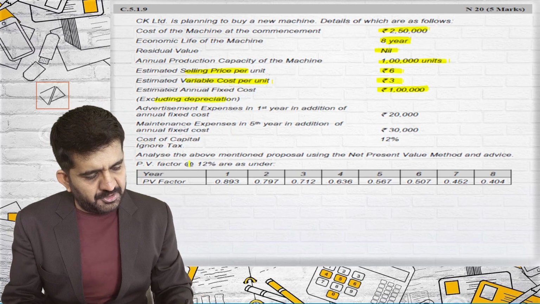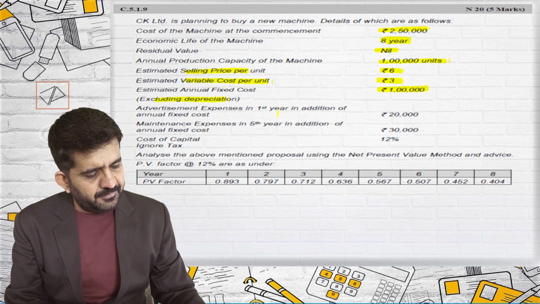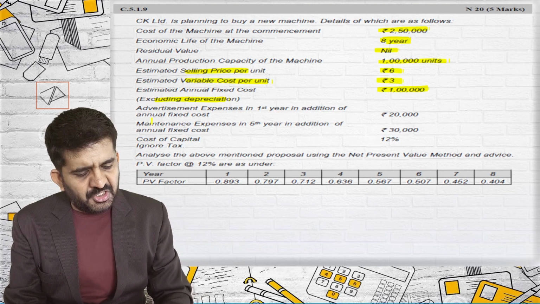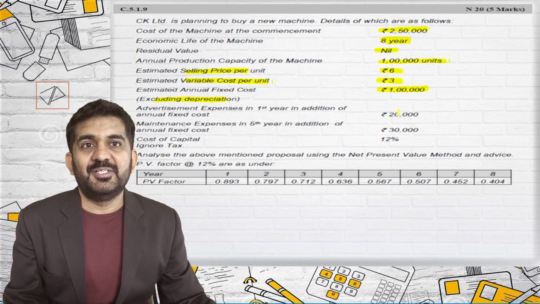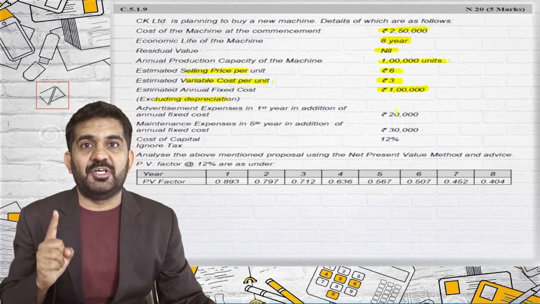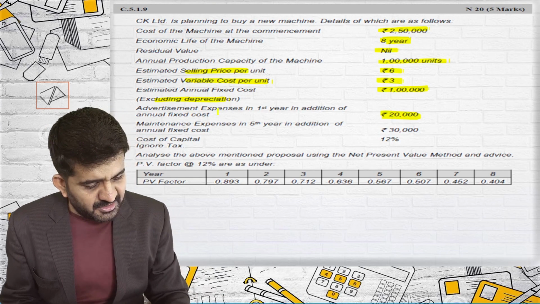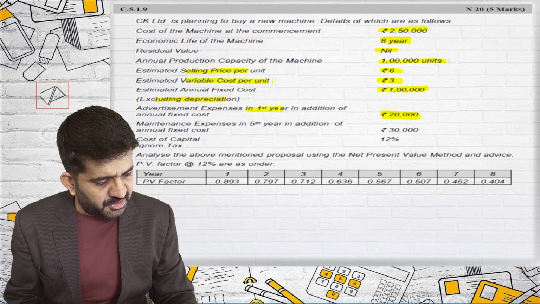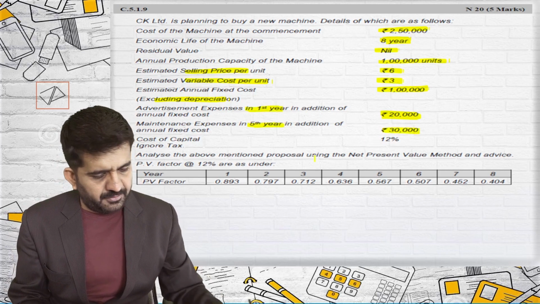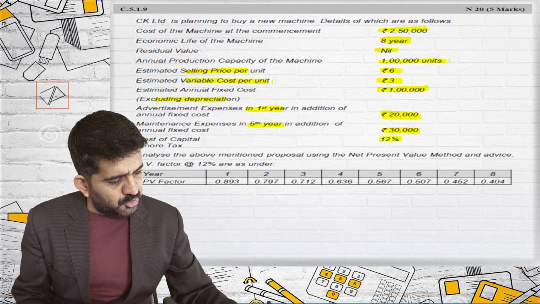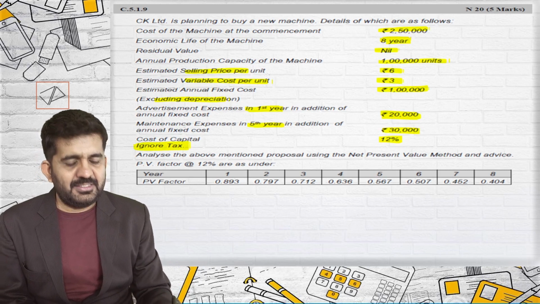This is excluding depreciation. Advertisement expense in first year, in addition to annual fixed cost, is 20,000. So now I will have to prepare year 1, year 2, year 3, year 4, year 5, year 6, because of this, because this expenditure is at the end of first year. Maintenance expenditure in fifth year is 30,000. Cost of capital is 12%. Ignore tax.